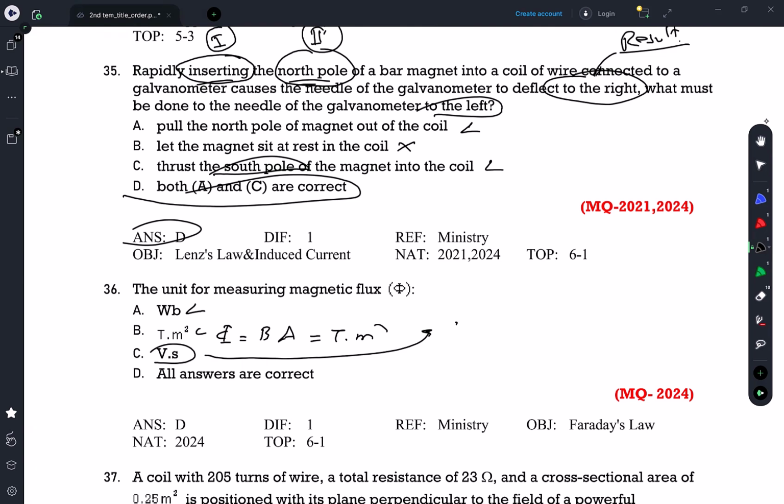Faraday's law, which is E is equal to delta phi over delta T. So delta phi is equal to E times delta T. So E is volt, delta T is second, volt times second. So all answers are correct.